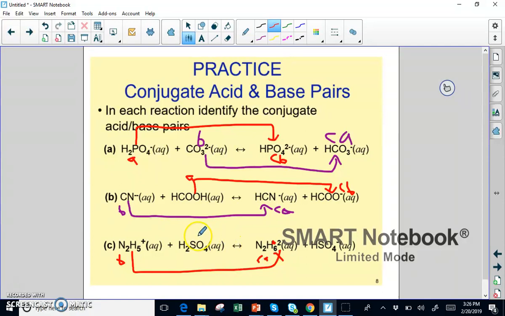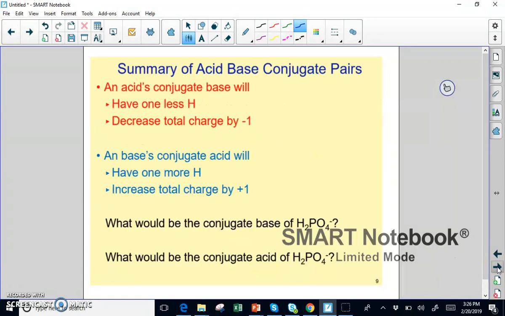And then here, this lost an H when it became that, so let's choose another color. So this is acting like an acid. This is an acid, and this is its conjugate base. Now we're going to summarize acid conjugates and base conjugates. An acid's conjugate base, basically what the acid becomes, will always have one less H, and the total charge will decrease by 1 because it's losing something that's positive.